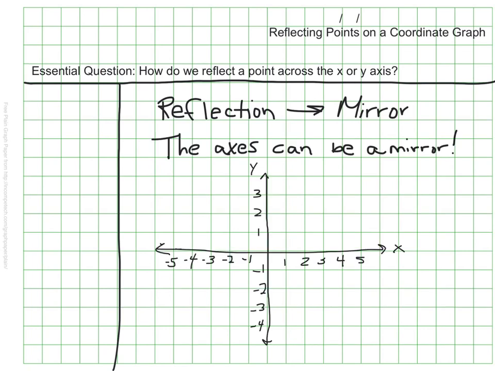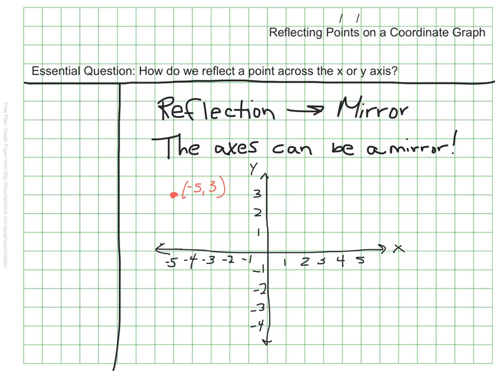Let's go ahead and make a quick coordinate graph here with all four quadrants, and let's plot a point, and we'll see how that would be reflected. So let's plot the point -5, 3. That should be right here, -5, 3.